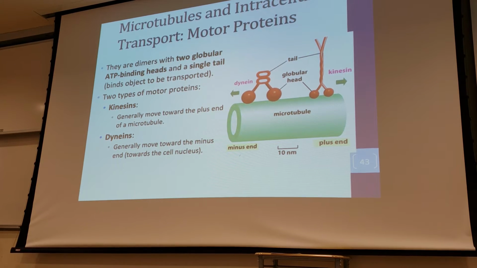Both of them are dimers with ATP binding heads and a single tail. And so they can transport one thing, and they use these like their feet. We'll see some movies where we see them stepping along the microtubule. So kinesins generally go towards the plus end, so they're similar to myosin on actin in that respect, and the dyneins are moving towards the minus end. So kinesins will take stuff out to the periphery of the cell, and then the dyneins are taking things back closer towards the center of the cell.